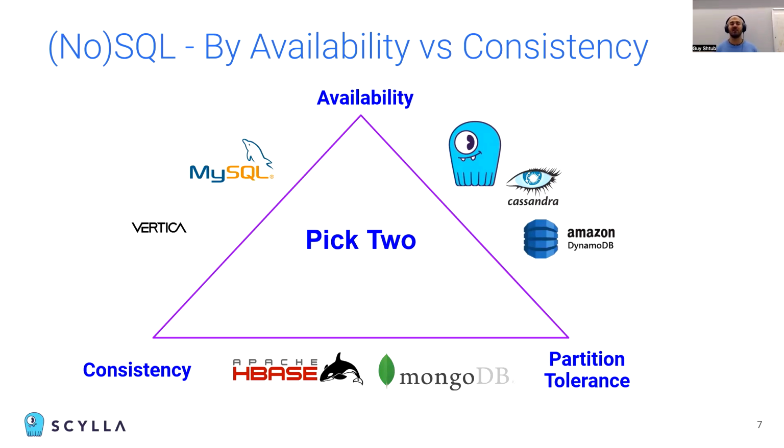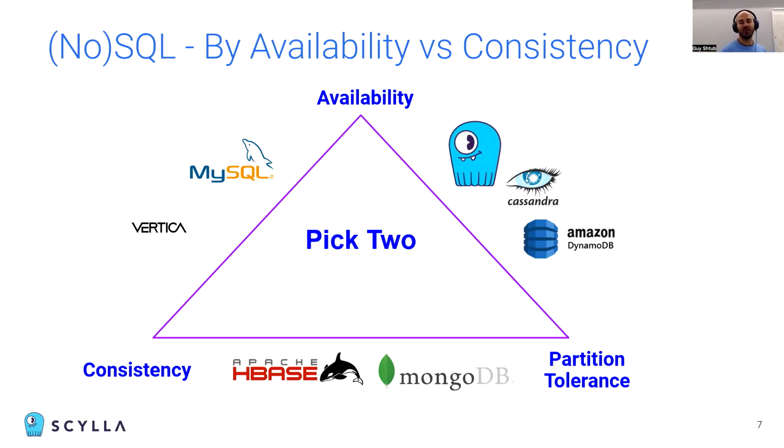Availability means that our database system can serve requests. It doesn't necessarily mean that the request will be consistent or the correct one, but we will get an answer. And partition tolerance means that even if there is a network failure or a partition in the network or some communication problem between our nodes, the system would still be up and running and serving requests. So as I mentioned, we have to choose two out of the three.